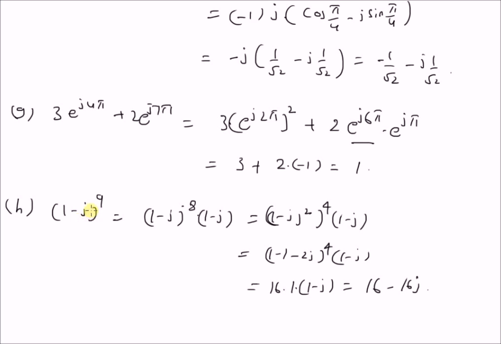So for this kind of structures, that is 1 minus j power 9, which is basically a polynomial, we can easily simplify that by using factorization.